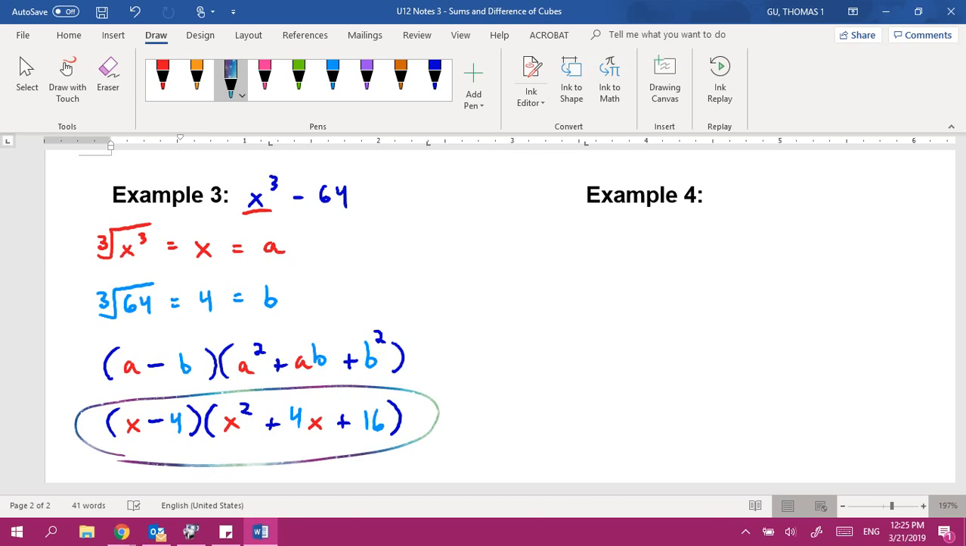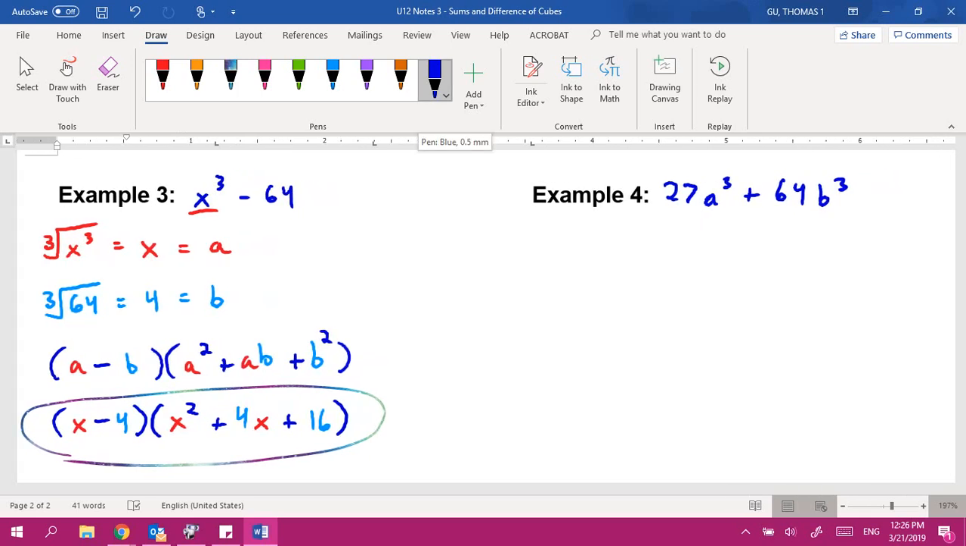Let's jump up a level. Let's go to the next one. We're going to do 27a cubed plus 64b cubed. So once again, first thing you want to do is make sure each term is a perfect cube. Are those perfect cubes?